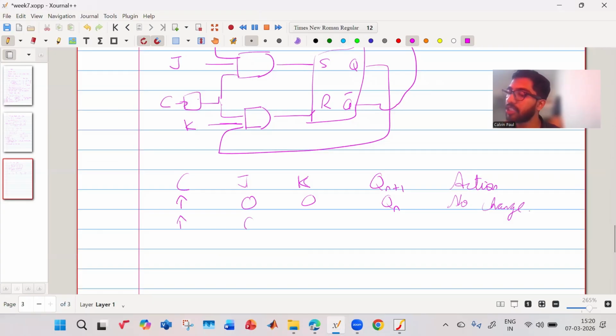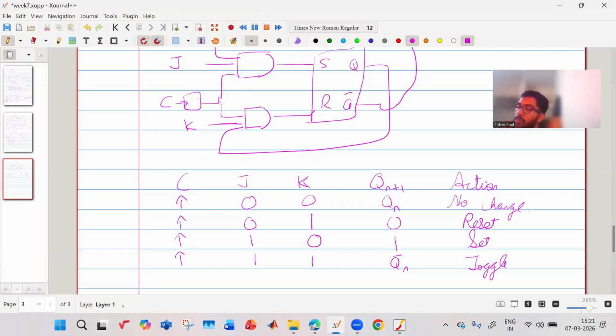But when the clock comes and J is 0 and K is 1, then Qn plus 1 will become 0 irrespective of whatever the previous Qn was. This is the reset action. If the clock comes and J is 1 and K is 0, it will make Qn plus 1 equal to 1. This is the set operation. If the clock comes and J is 1 and K is 1, then Qn plus 1 will toggle. It will become Qn bar, toggling your previous state. So this is permitted in the case of the JK flip-flop, which is constructed from the SR flip-flop by making a slight desired modification. Okay.